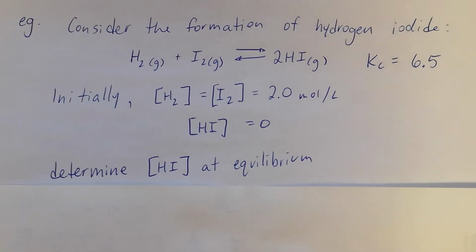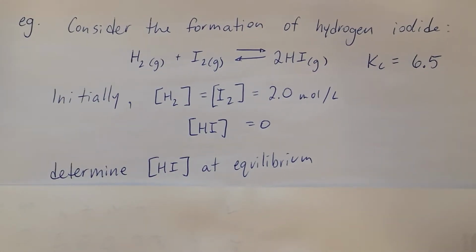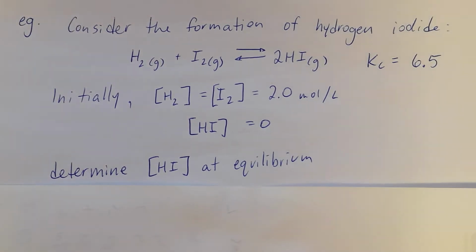Okay, I'm back with another example. This one's going to be more similar to what we were already doing, more mathy. All right, so let's consider the formation of hydrogen iodide. I've written the equilibrium system there with a Kc value.